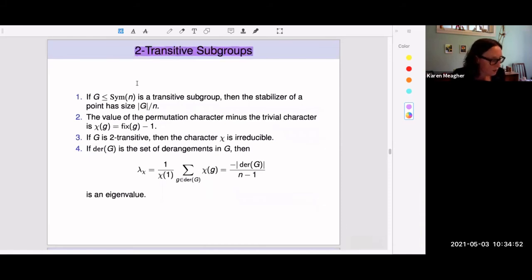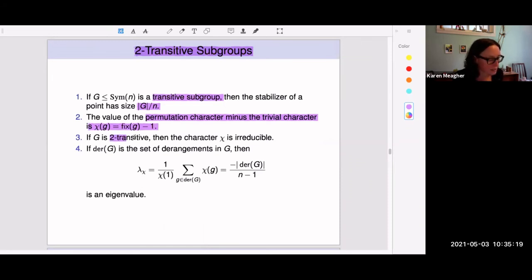Two-transitive groups are sort of my favorite of these guys. If we're transitive, we know the size of the stabilizer of a point. We can pull out this character. I never know what to call this. I'd say the permutation character minus the trivial character. What I'm going to do is pull out an element of my group and calculate its number of fixed points minus 1. That's the permutation character minus the trivial character.